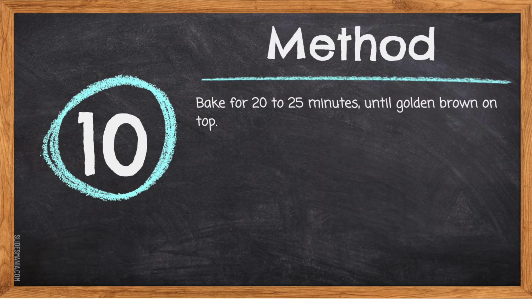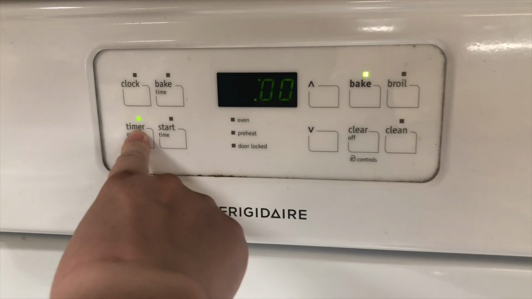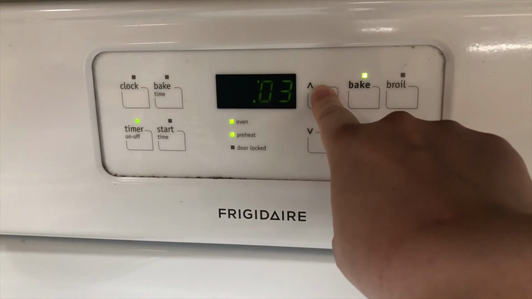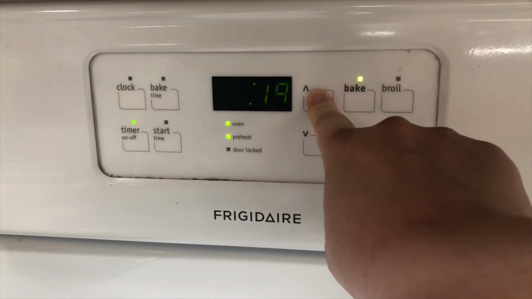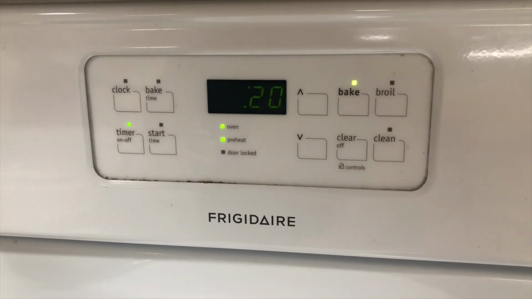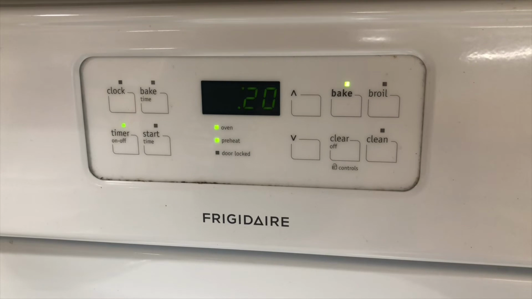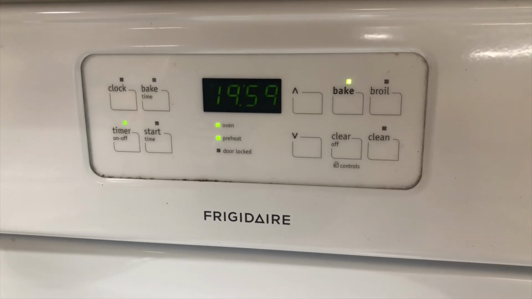Step 10. Bake for 20 to 25 minutes until golden brown on top. To set the timer on the oven, first click the timer on/off button. Then use the up and down arrows to set the time that you need for your baking. Once you let go of the on/off arrows, your clock will then begin ticking down in seconds.